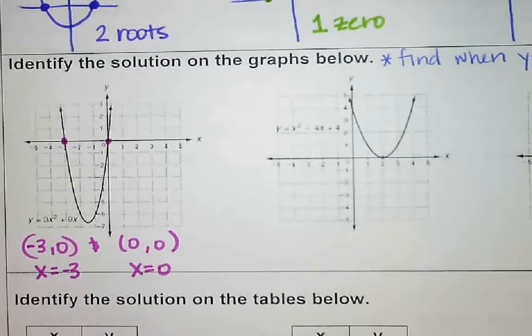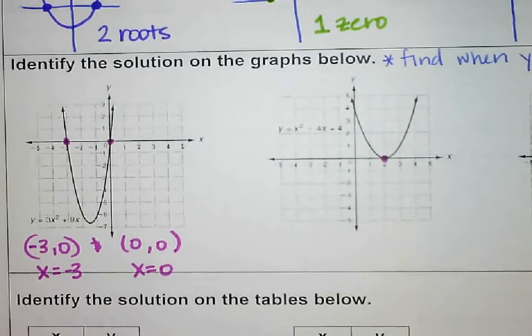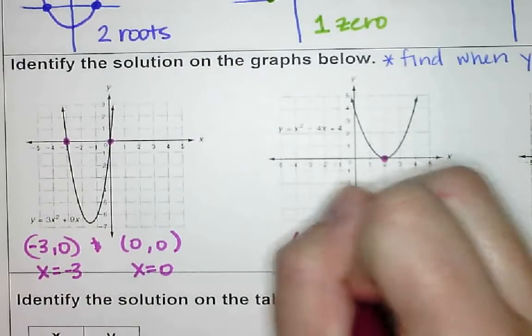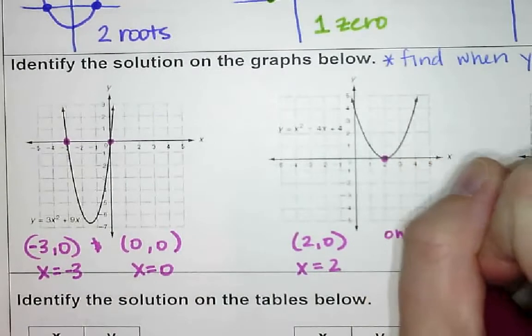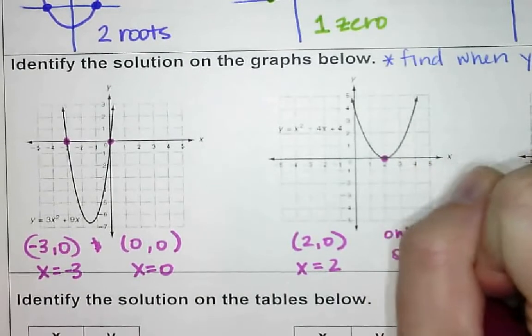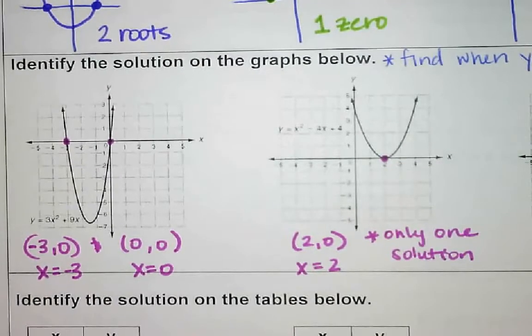All right? What is going to be my solution on this second one here? We just have one, don't we? Isn't that wonderful? So what is my solution right here? Can you help me out, Miss Maria? Yes, ma'am. It is 2, 0. We could also say that x is equal to 2. You could write it either way. You do not have to write it both ways. And guys, in this case, we only have one solution because my vertex is right on the x-axis. All right, guys?